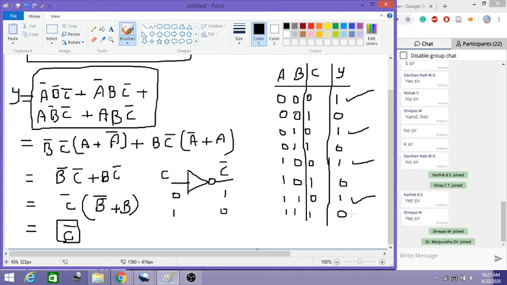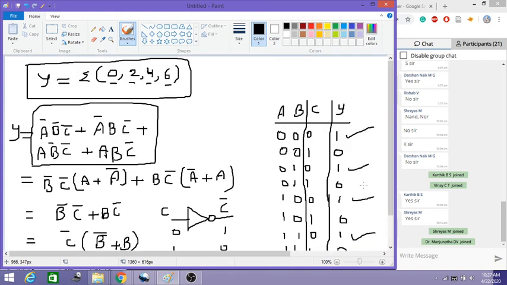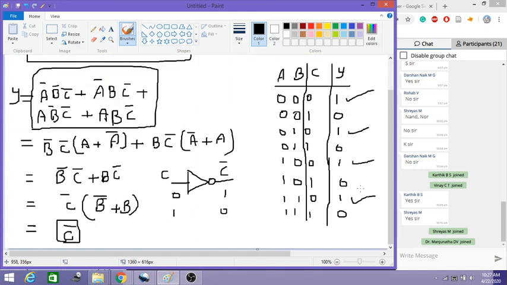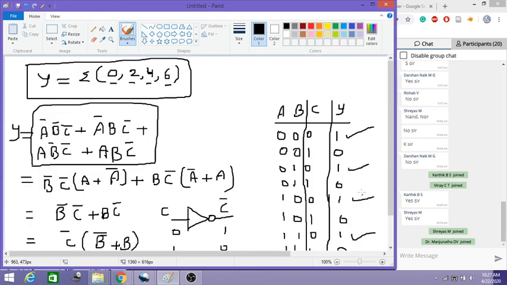So this is a very good example of why we have to go for Boolean simplification, the equation simplification, and how to do it. Hope you all have understood this. A very nice example. In the exam, questions may come like this, which you have to do.